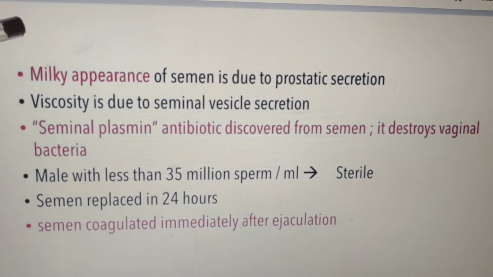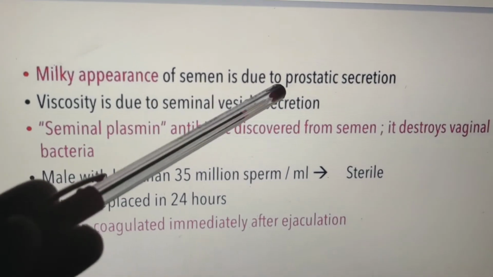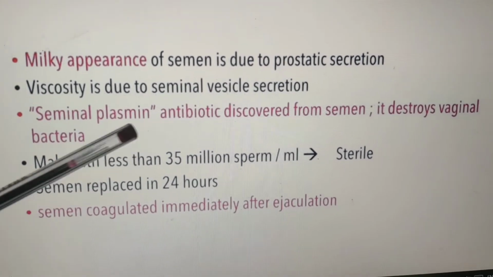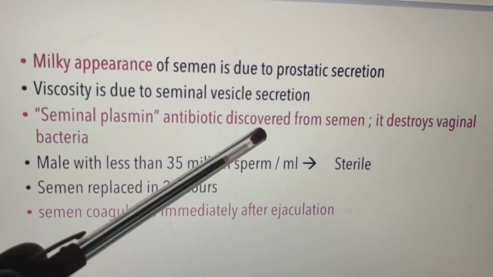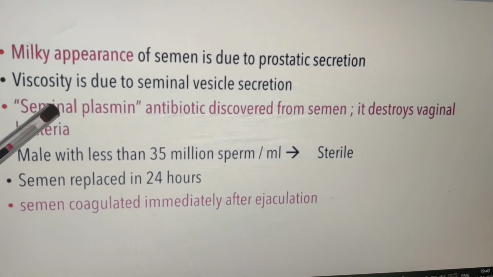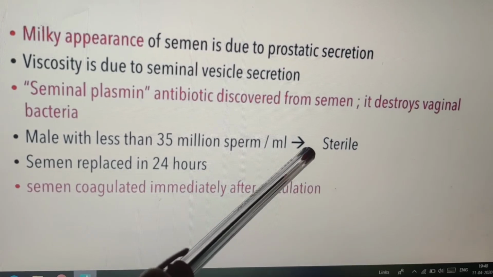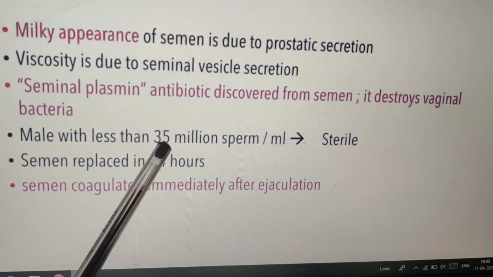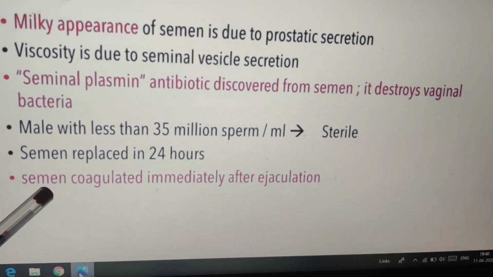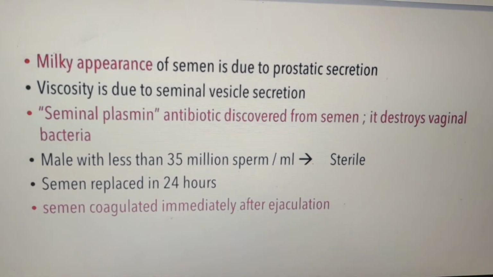So these are some other extra points. The milky appearance is due to the prostatic secretion. Viscosity is due to seminal secretion. The antibiotic discovered from the semen which destroys the vaginal bacteria is seminal plasmin. When is a male called sterile? When he has less than 35 million sperms per ml. It replenishes in 24 hours and semen coagulates immediately after ejaculation. These are some extra points.